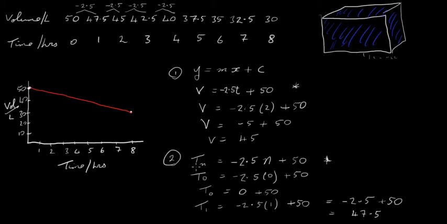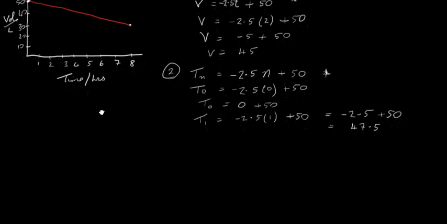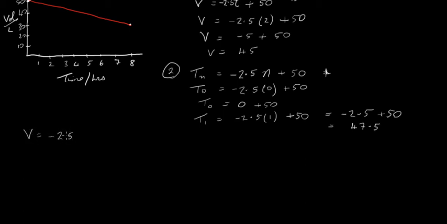Okay. So from this we could change the Tn to V and the n to T. So Tn would be our volume and n is our time, to make it look like this to represent this particular problem. Now that we have a formula for volume and time, we can answer further questions about this particular situation. So let's have a look at our formula again. Our formula is V is equal to minus 2.5 times T plus 50.